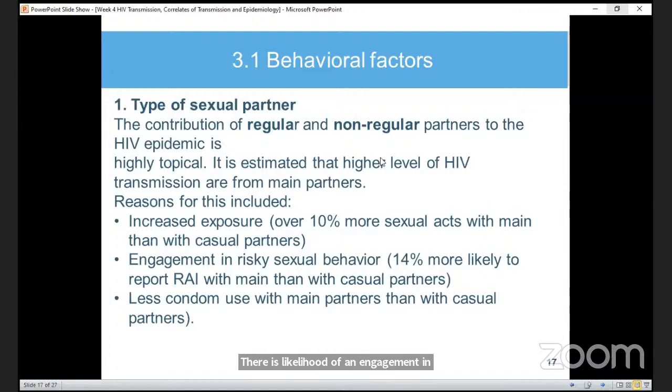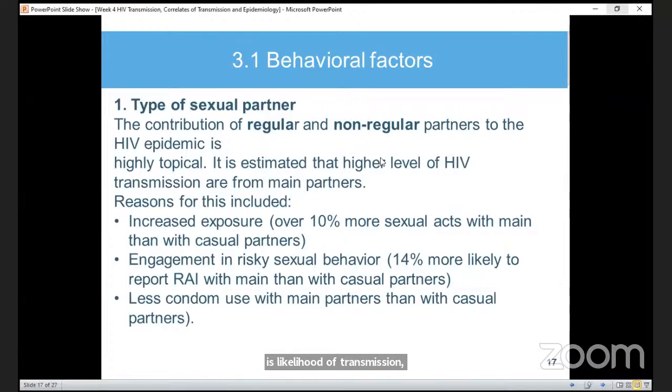Number two is that with the regular or main partner, there is likelihood of engagement in risky sexual behavior. Why? Because this is a person with whom the kind of chemistry is so high, you become so used to each other, and there's likelihood of even trying things like rye with the main partner. I suppose by now you know what rye means in full. Because of that aspect of being overzealous about each other, because this is the main person, there is likelihood of transmission.